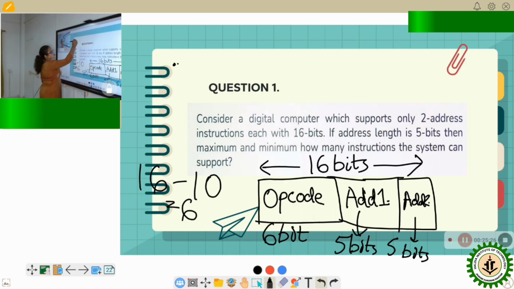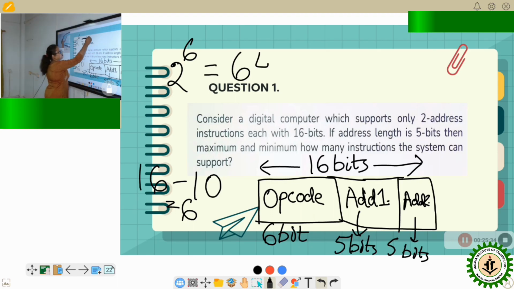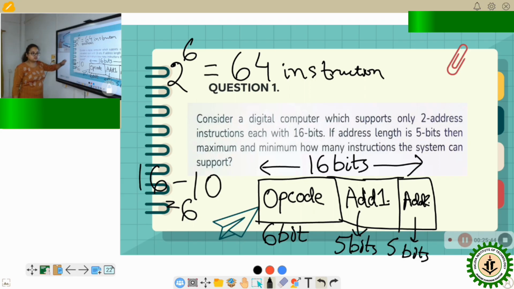Now what will be the maximum and minimum number of instructions it can support? 6 bits means 2 to the power 6, which is 64. Sixty-four instructions is the maximum, and the minimum will be 1. Why? Because if the CPU supports a 2 address instruction, it supports at least that instruction. So 1 instruction will be there. That will be the minimum, not 0.